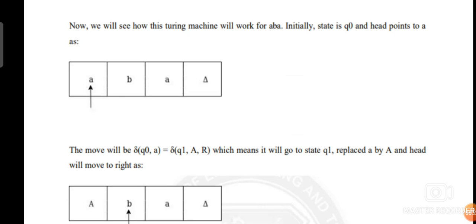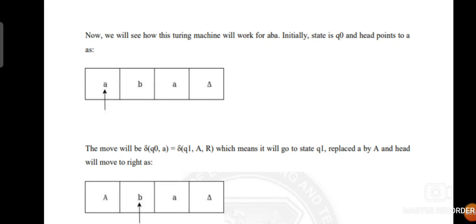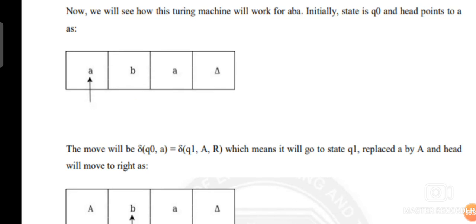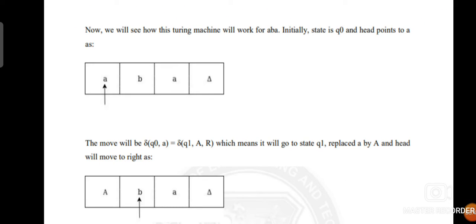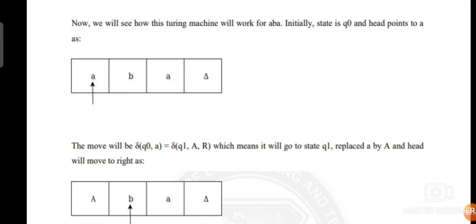At that time, initially the system will be in the starting state Q0, and the head pointer will point to the starting symbol a. So when a is consumed by the system, that means when a is applied to the starting state Q0, the system changes to the new state Q1. At the same time, on the tape, the first a symbol will be replaced by capital letter A.